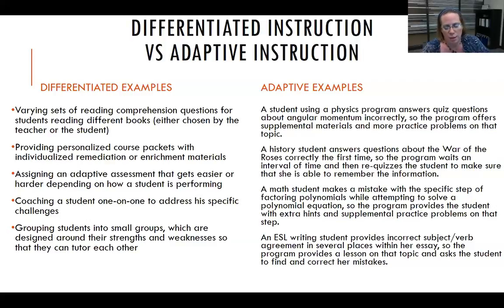A math student makes a mistake with the specific step of factoring polynomials while attempting to solve a polynomial equation. So the program provides the student with extra hints and supplemental practice problems on that step. And then lastly, an ESL writing student provides incorrect subject-verb agreement in several places within his or her essay. So the program provides a lesson on that topic and asks the student to find and correct his or her mistakes.